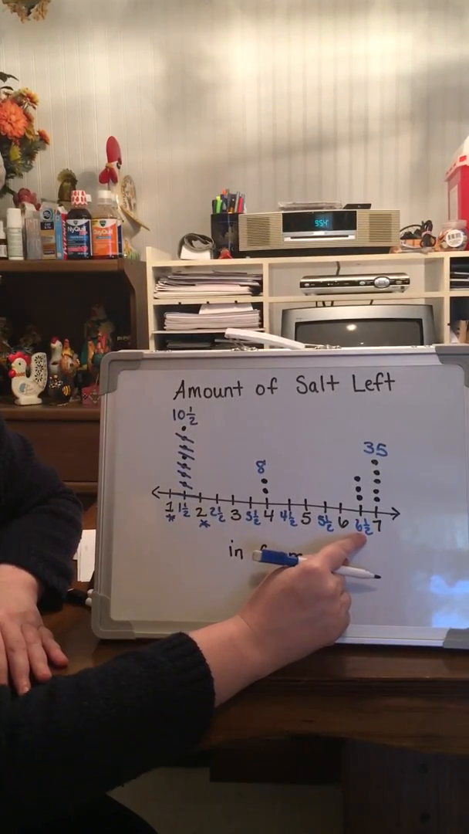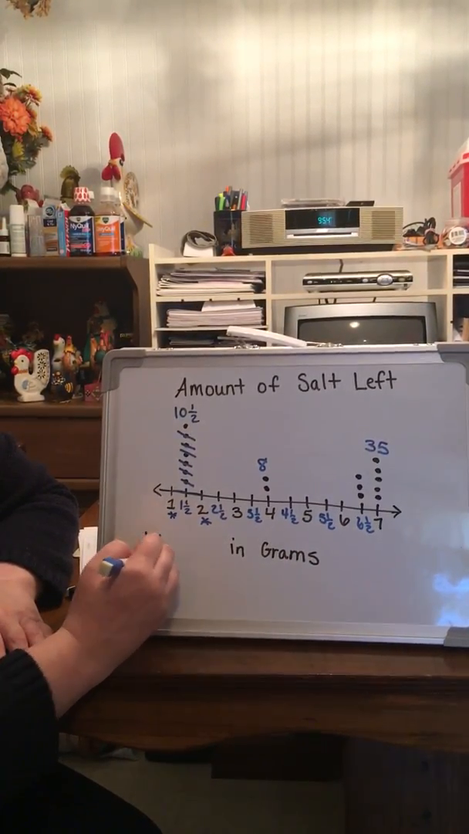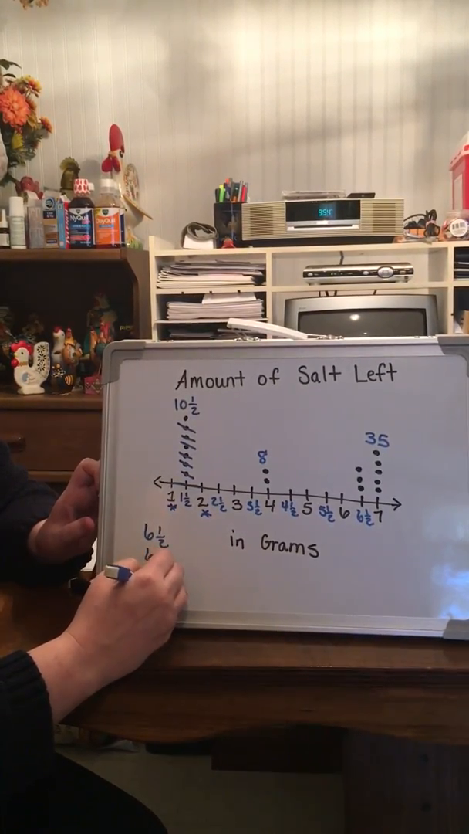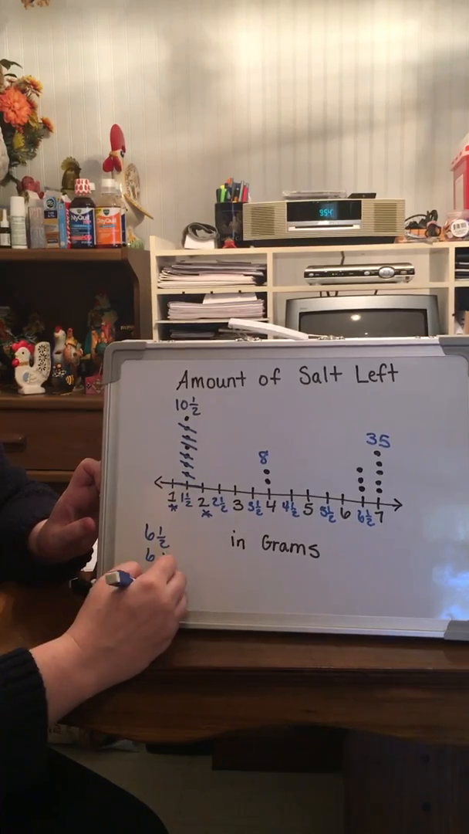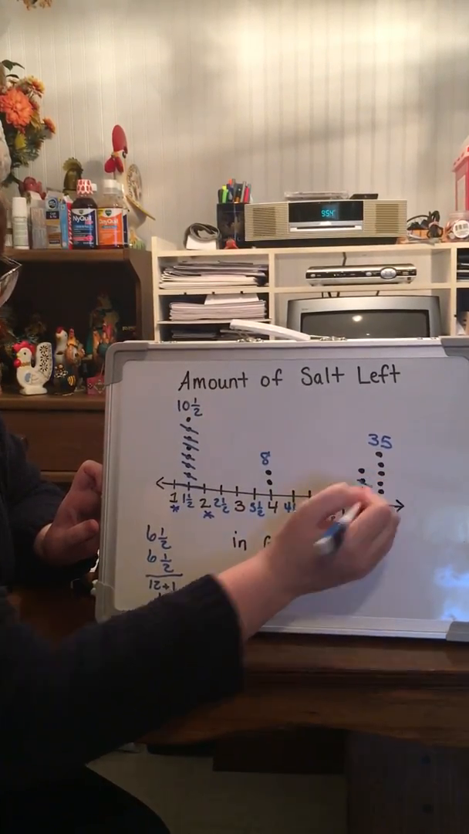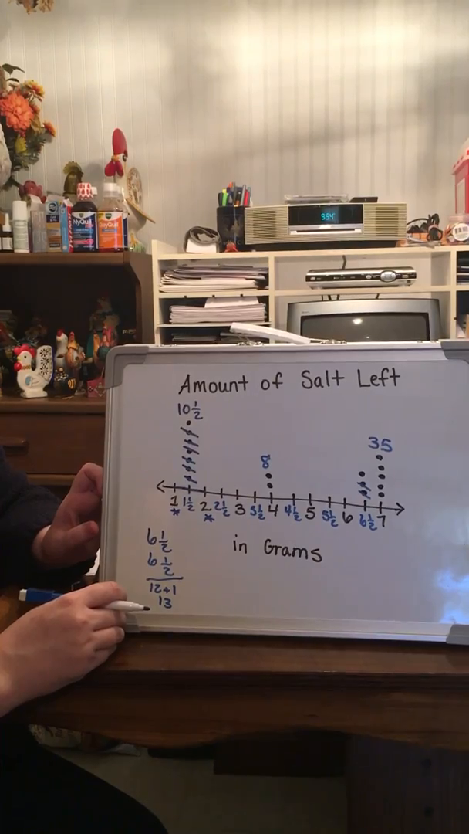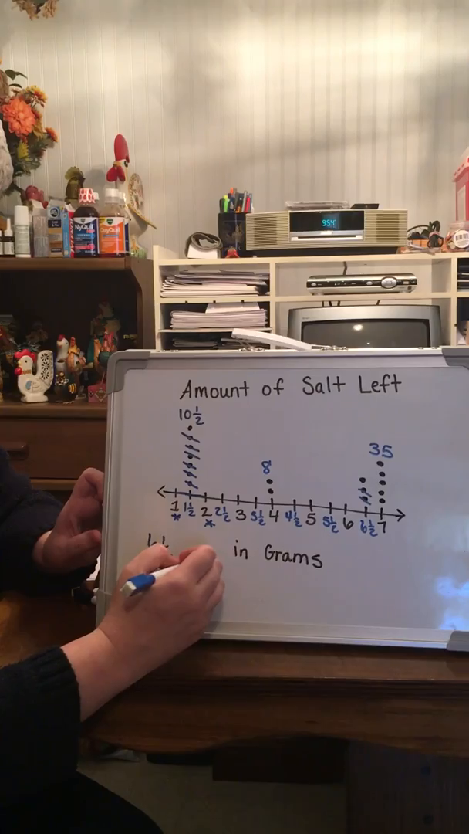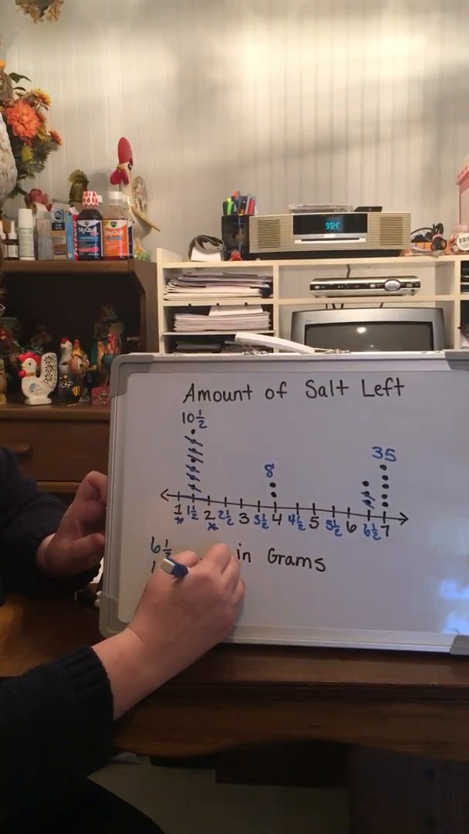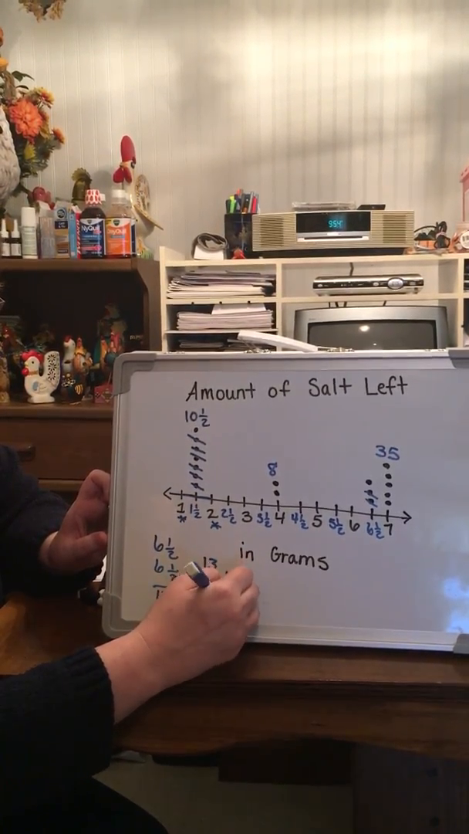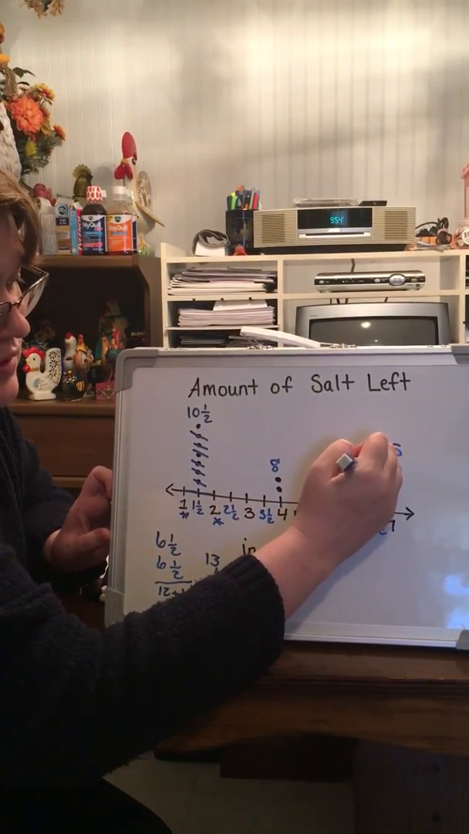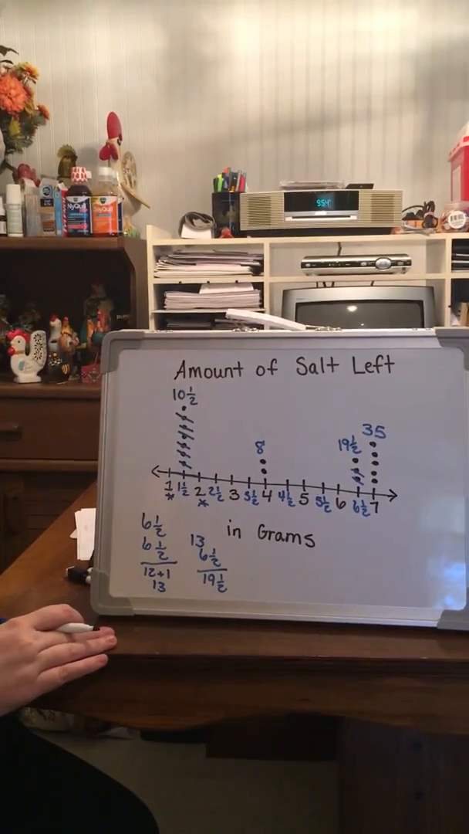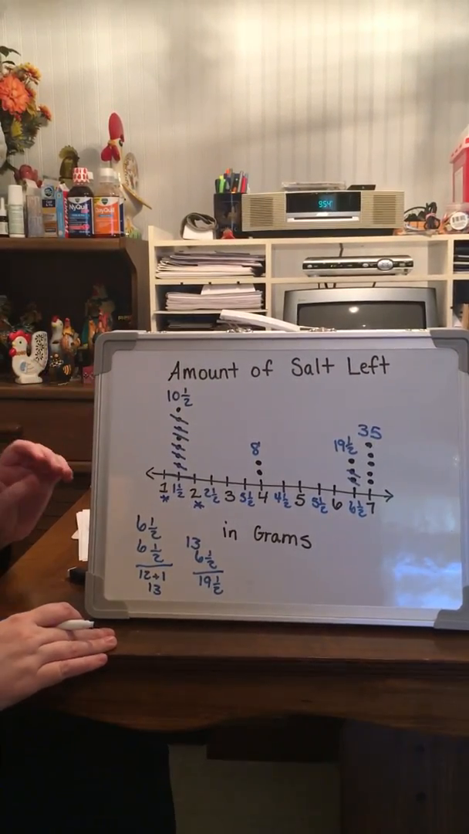Now let's talk about 6 1/2. Well, I know that 6 1/2 plus 6 1/2 equals, well, what's 12 plus 1? It's 13. So these two are 13, and then I have to add 6 1/2 to that. Well, 13 plus 6 1/2 equals 19 1/2. So I have each section labeled. Now I need to put them all together, add them all together to find the total amount of salt left.